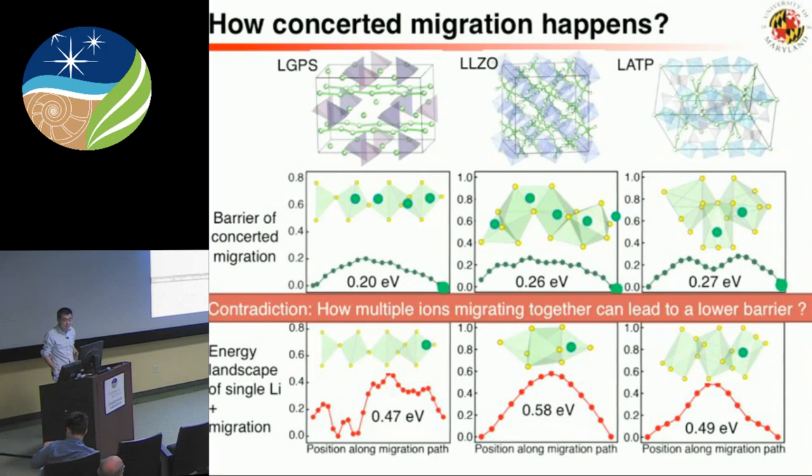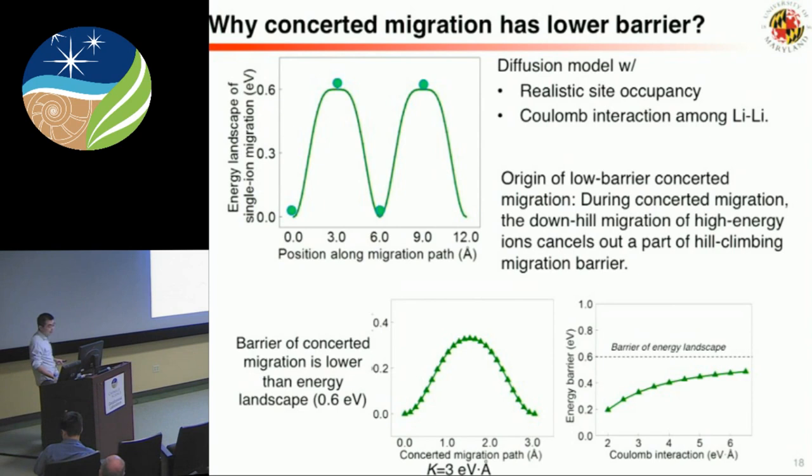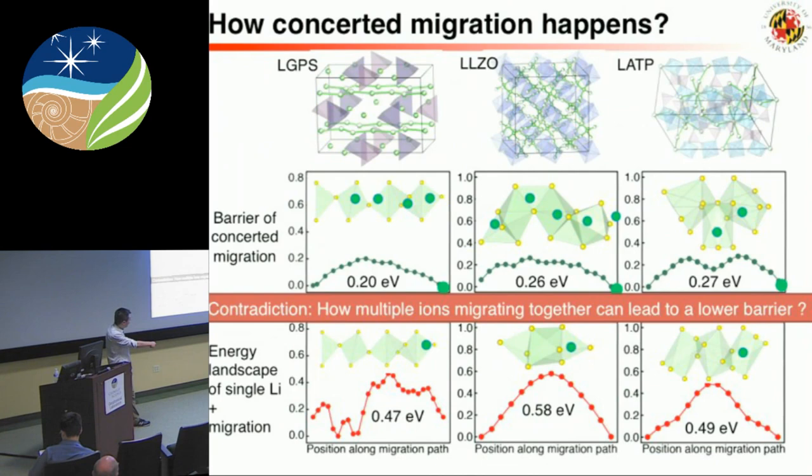In the crystal structure, the barrier to move is actually this high, about 0.5 to 0.6 eV, but when multiple of them move together, you get a barrier of only 0.2 to 0.3 eV. So why would that happen? We think this is one of the critical reasons why these materials can conduct lithium ions so fast. If we can understand it, that can help us solve the mystery of fast ion conduction.